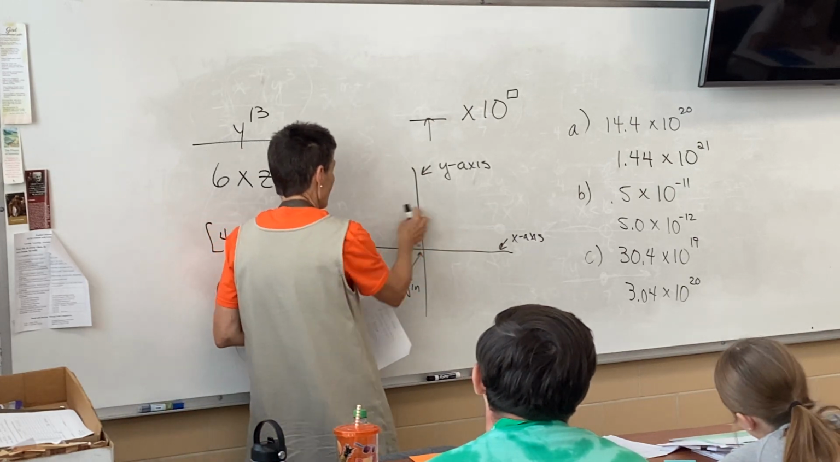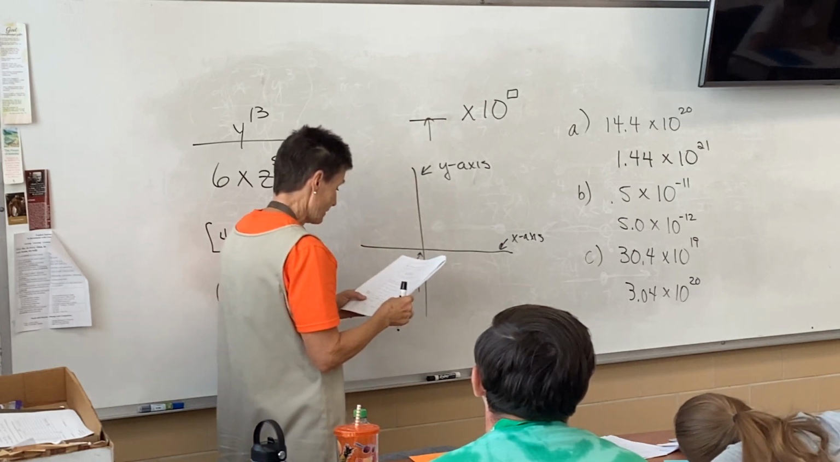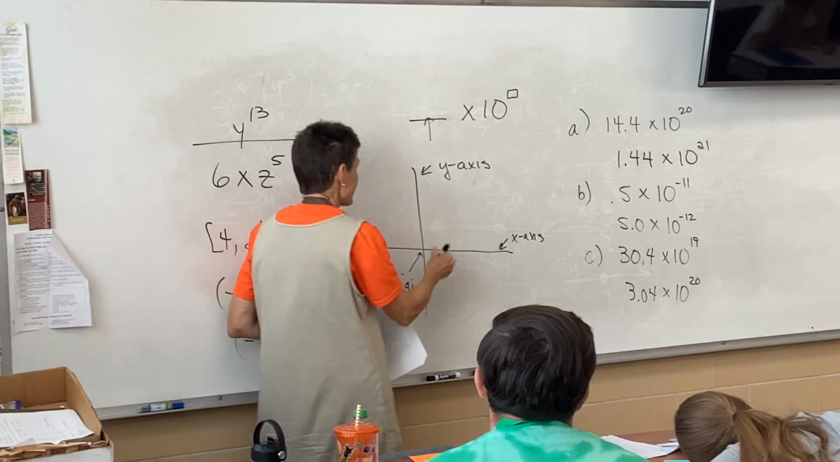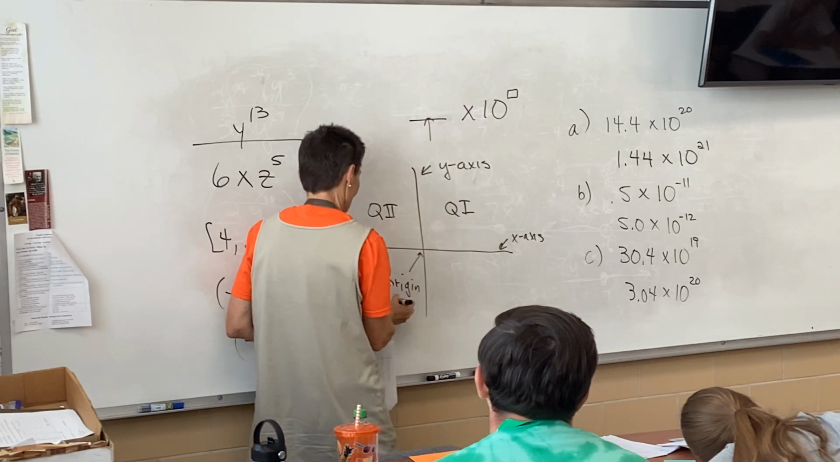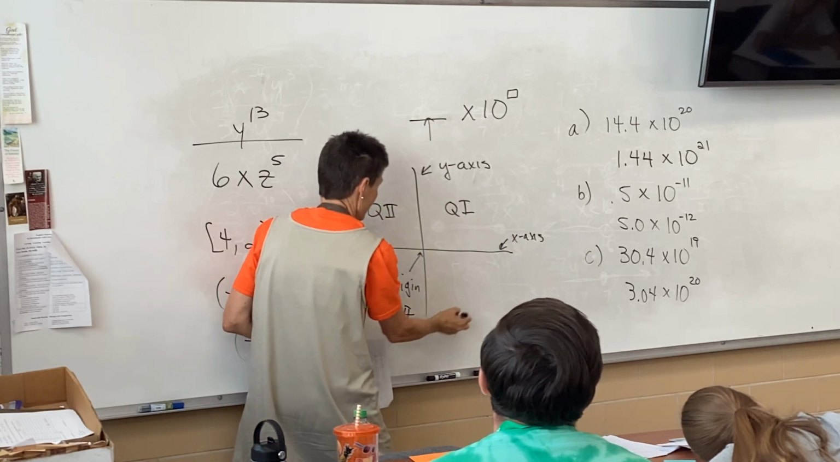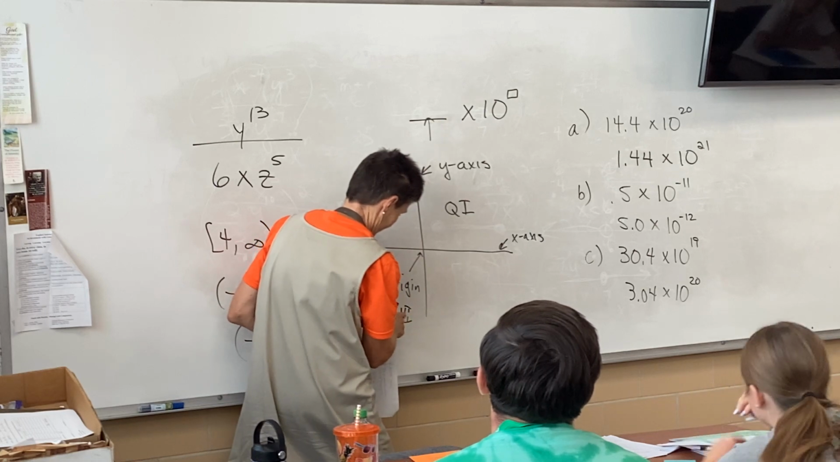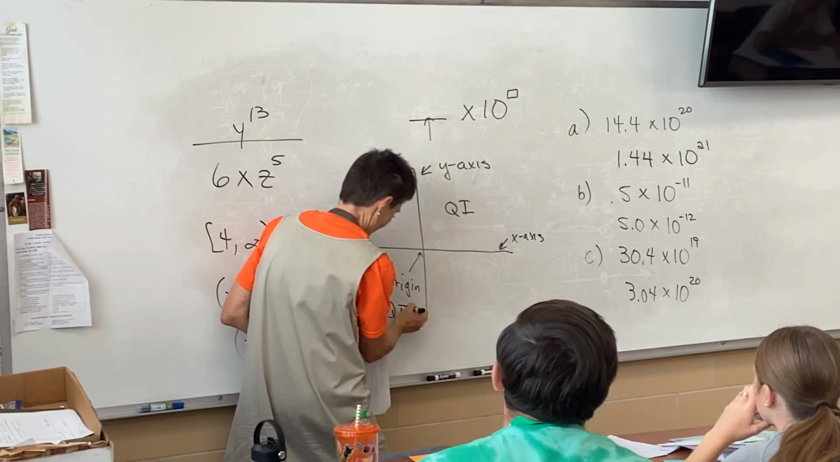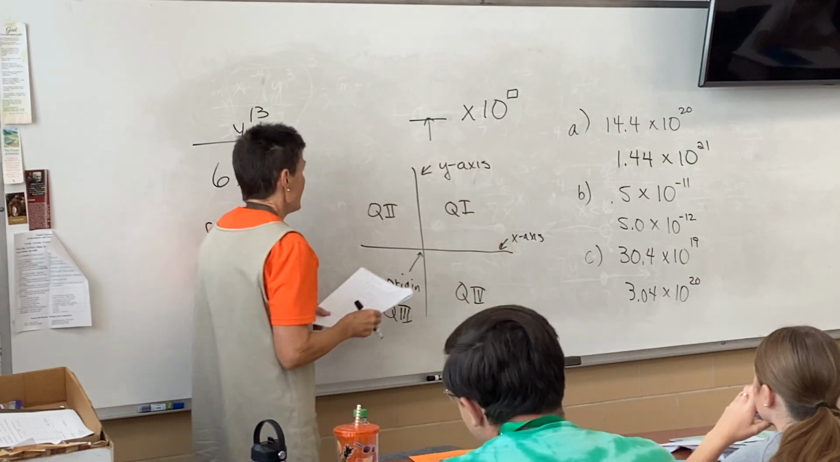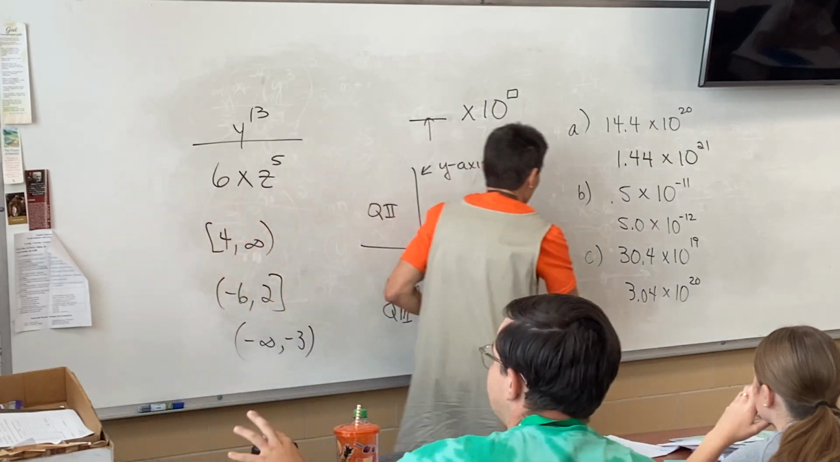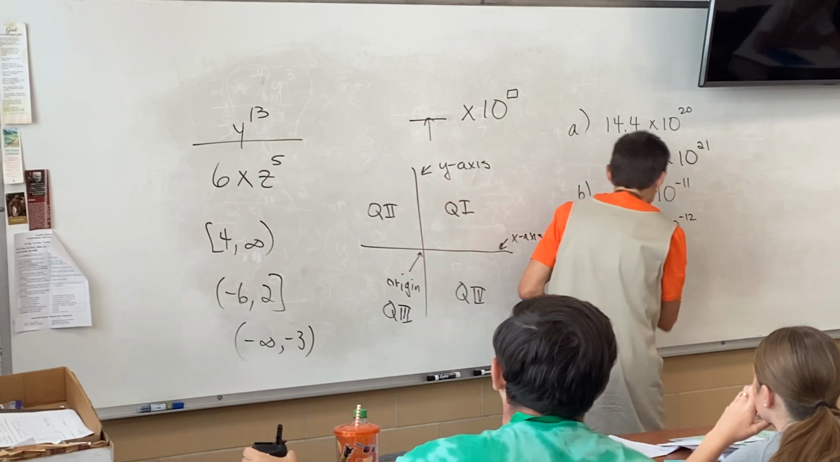Okay, these 4 sections are called quadrants, and this is quadrant 1, 2, 3, and 4. What is the name of this coordinate system?